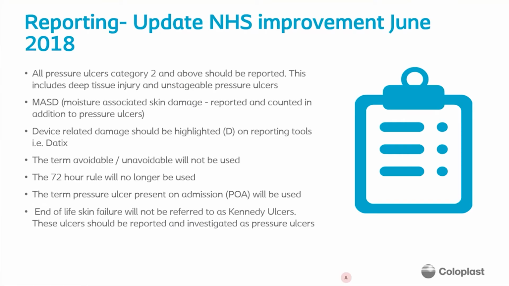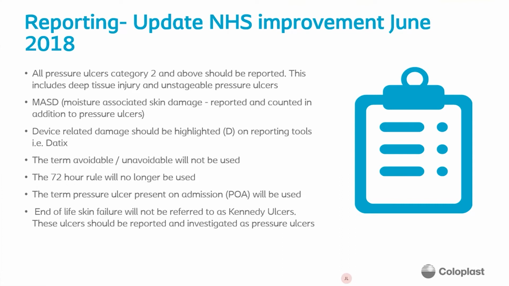Back in June of 2018, we saw the NHS Improvement team come up with an update around pressure damage. They identified then that all category 2 pressure ulcers and above should be reported, and that includes deep tissue injury and unstageable pressure ulcers. So you should have a reporting system available to you, and you should now hopefully be confident in categorising pressure ulcers after today's session, so you would know those ulcers that would need reporting.